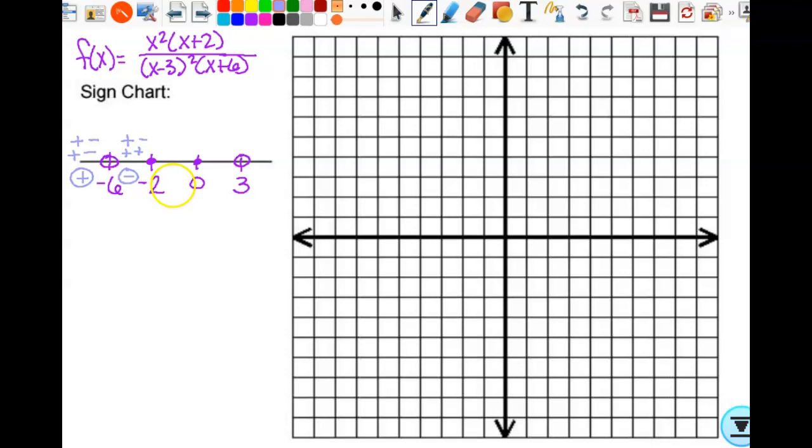Then I can substitute in a -1. So that's going to be positive, positive, positive, positive. That's positive overall. Then I can substitute in a +1, and that's going to give me positive, positive, positive, positive. That's positive overall. Then 4 will give me positive, positive, positive, positive. That's positive overall. So this is what my sign chart looks like.